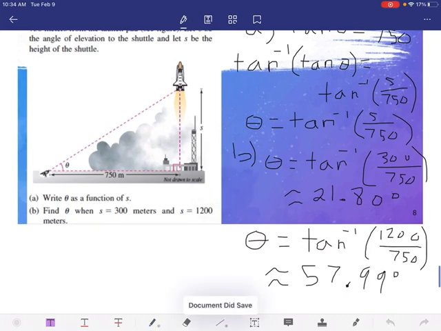And this will work for any of our functions. So depending on what two sides they're given, we might need to use our sine inverse or our cosine inverse instead. But we can use these inverse trig functions to help us work our way backwards to figure out what an angle would have to be in order for those two sides to be what they are.